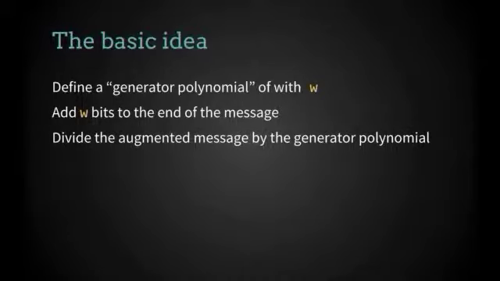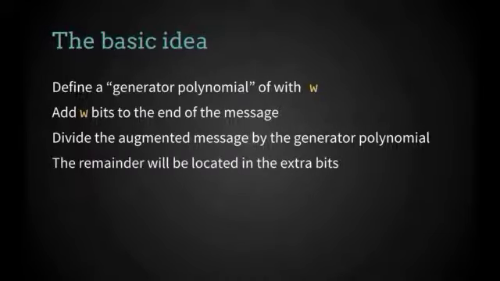So once you've augmented the message with that number of bits, then you divide that augmented message by the generator polynomial. And what will happen is at the end of the operation, the remainder will be in the extra bits that you added. And that remainder is your check value.